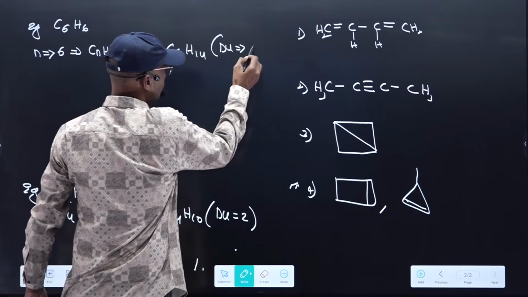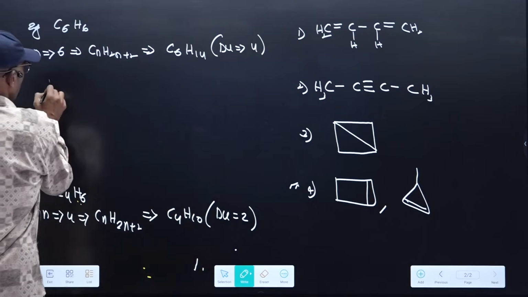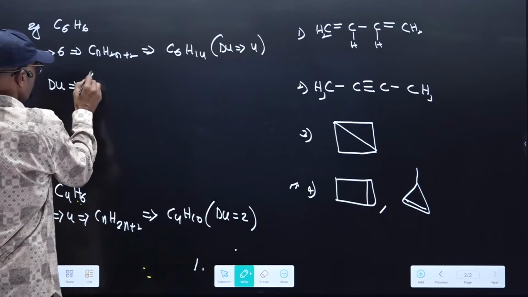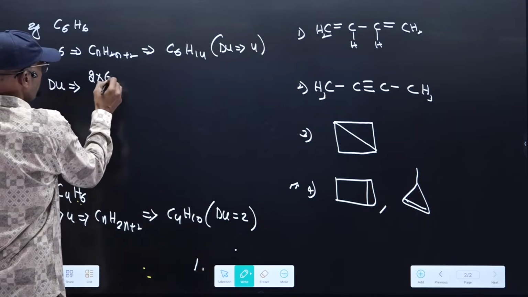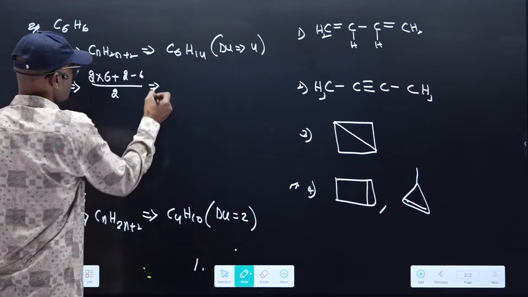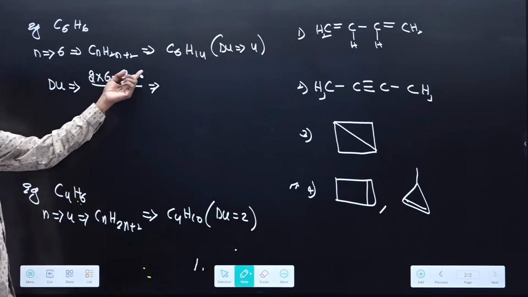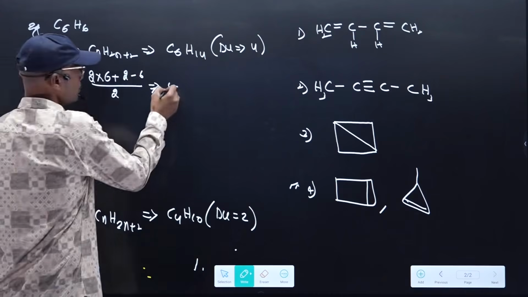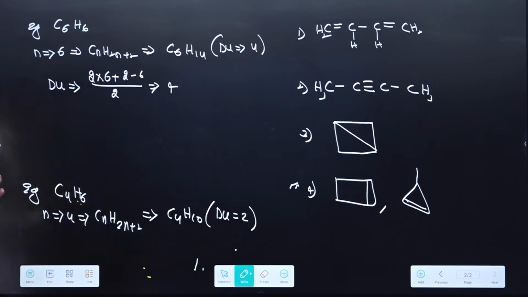Du is equal to 4. Otherwise apply the Du formula. Degree of unsaturation is equal to (2n plus 2 minus 6) by 2. How much will you get? 12 plus 2, 14. 14 minus 6, 8 by 2. You will get 4. You can apply it like this also. Now what does 4 indicate?